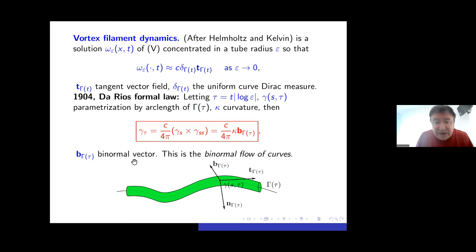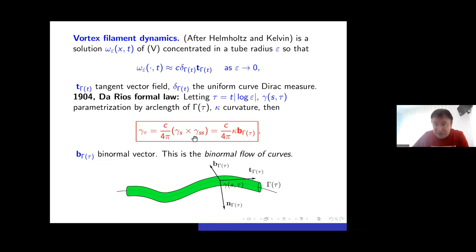I can tell you what is found formally, already originally by Da Rios. What Da Rios found was that if one makes a scaling of time, time t actually scaled by this factor log epsilon, making it a faster variable, then the parametrization by arc length of gamma of tau, which is the limiting curve, takes this form. So it solves this system of differential equations.